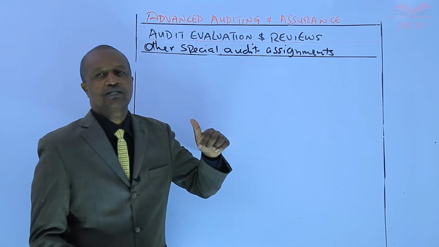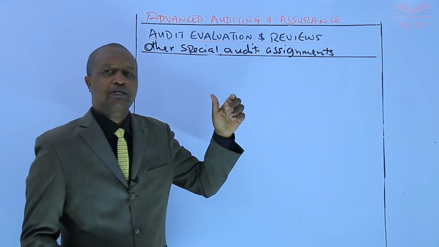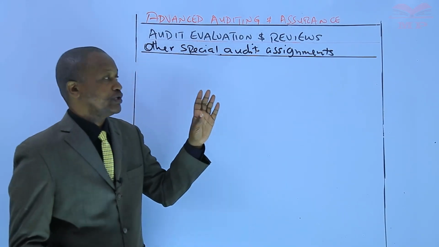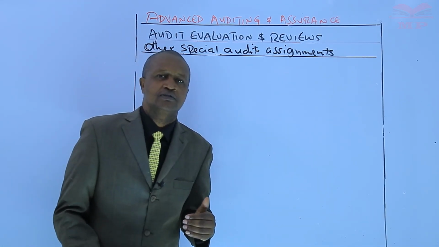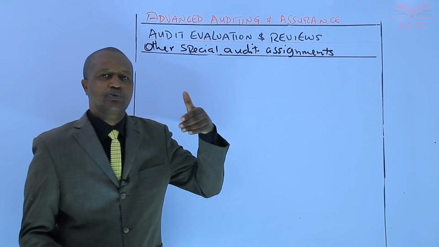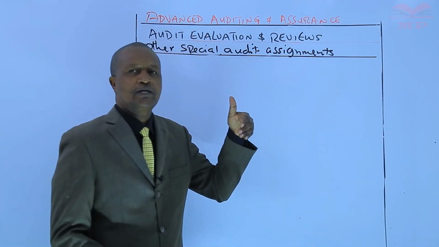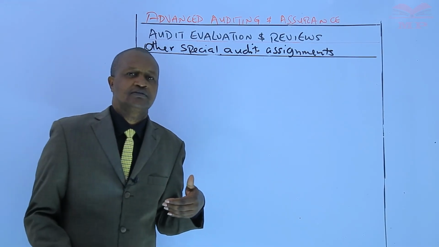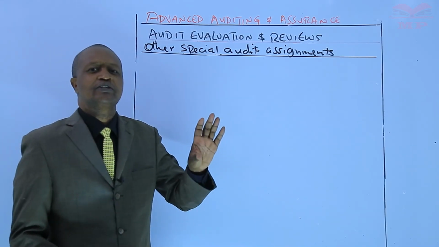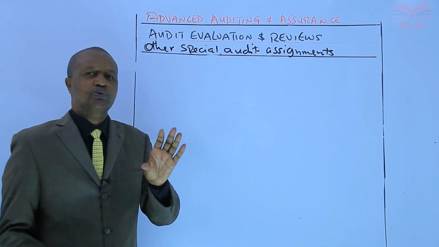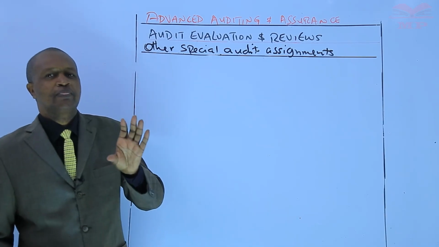We know that the auditor is required to carry out audit on financial statements, but there could be other special audit assignments. And these assignments are typically tailored to meet the specific needs and the objectives of the client, and may involve various areas of examination and reporting. In our today's lesson, we are going to look at a few examples of other special audit assignments.